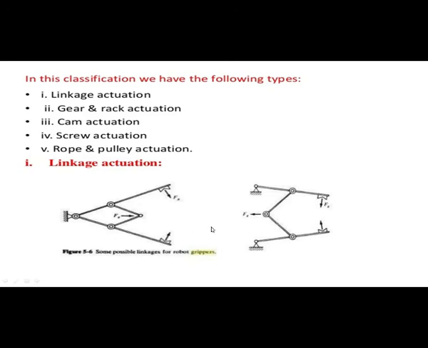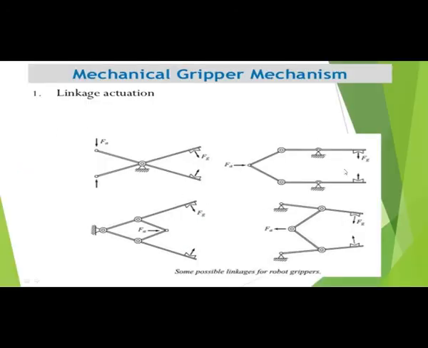These are the figures on the next slide. Linkage actuation has four types of possible linkages for robot grippers. Here the input force is Fa, and the output force is Fg, the gripping force. For every linkage, Fa is the input force and Fg is the output force.